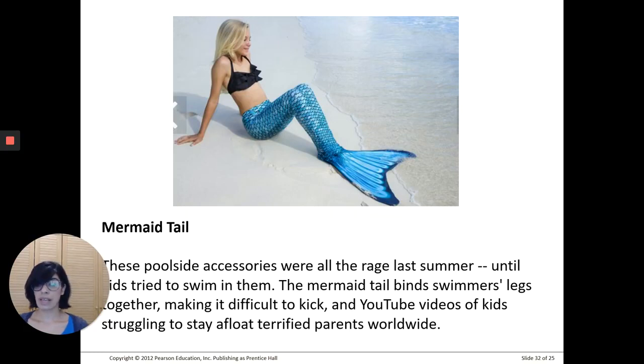So the mermaid's tail actually binds a swimmer's legs together, and it makes it difficult to kick. And there were lots of YouTube videos that actually showed children finding it very difficult to stay afloat, and it terrified parents, and the product just ended up dying. So it looks pretty, maybe fills a few fantasies of people, but actually isn't very efficient unless you actually know how to swim like a mermaid.